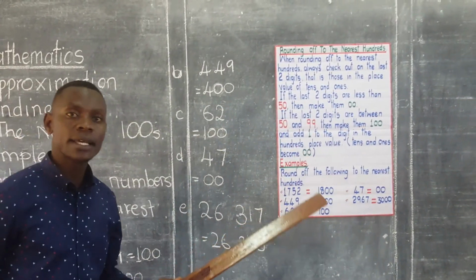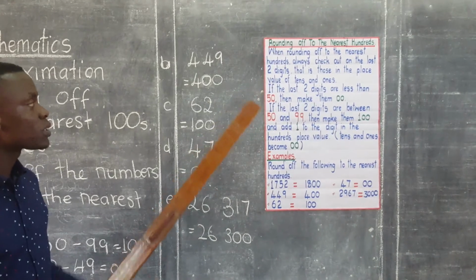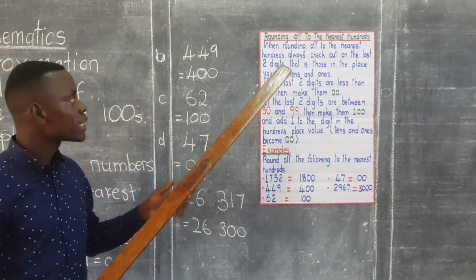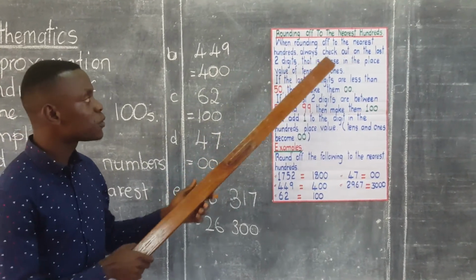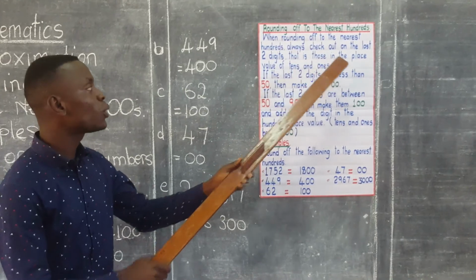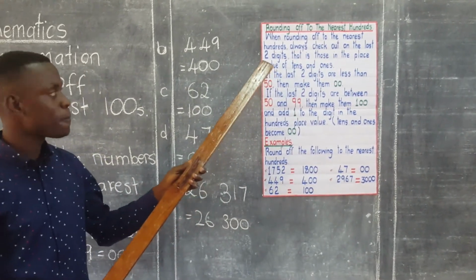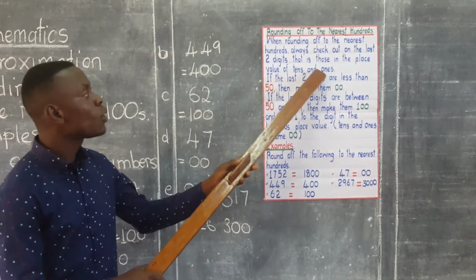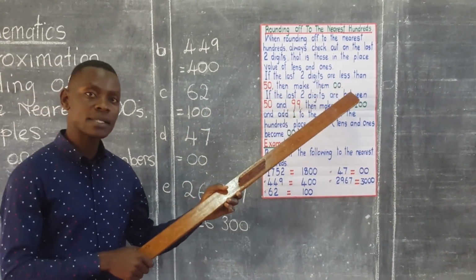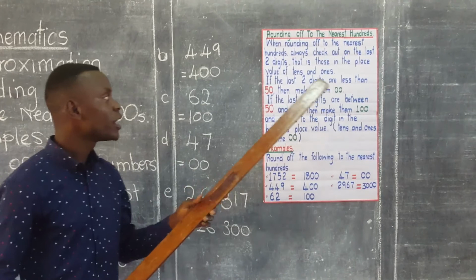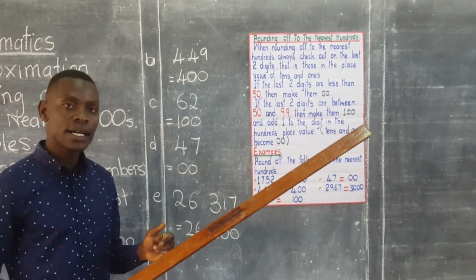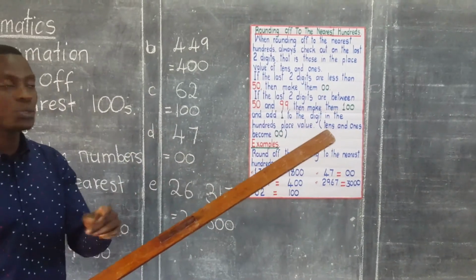So on the chart there are principles, those I explained in the first place. So we are saying, when rounding off to the nearest hundreds, always check the last 2 digits. That is, those in the place value of tens and ones. You need to understand that. So now, if you use your eyes to check the last 2 digits, what should you do now?